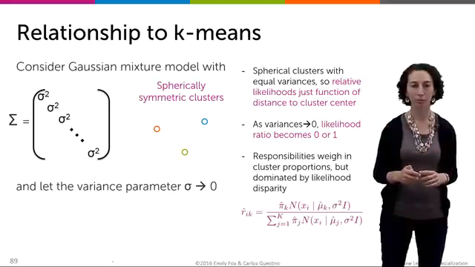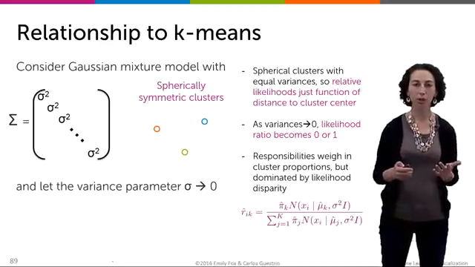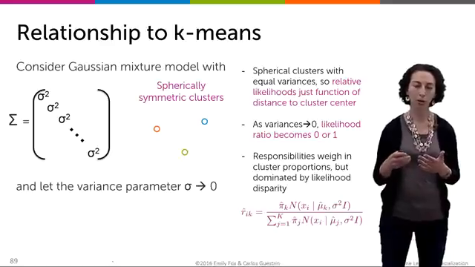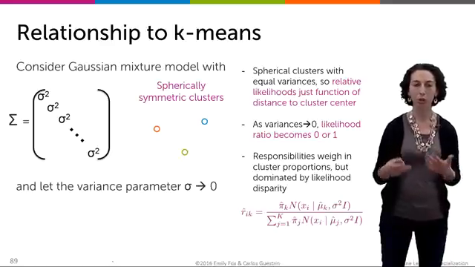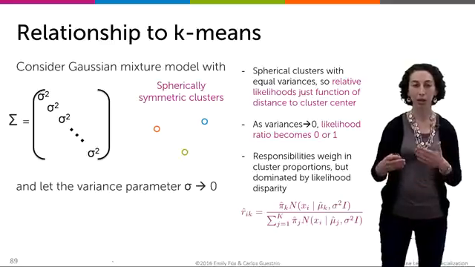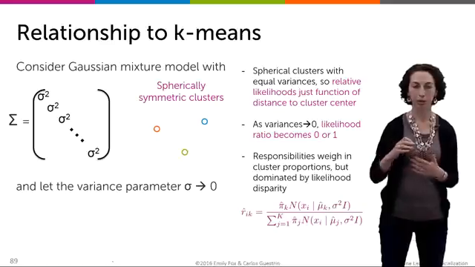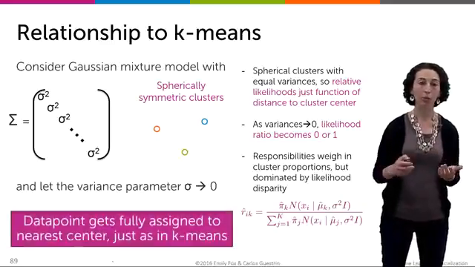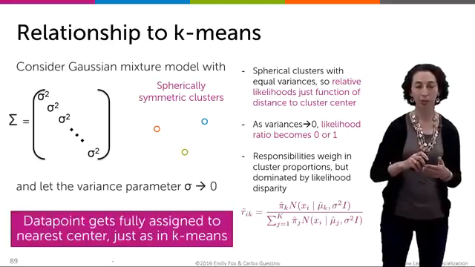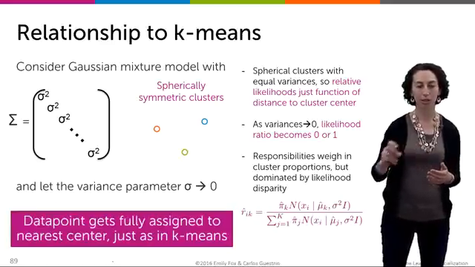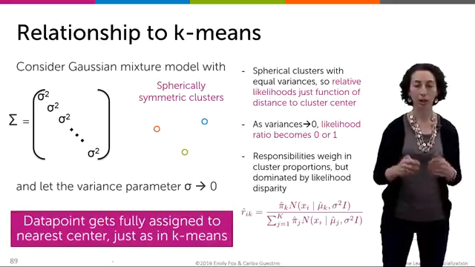And of course, when we're computing our cluster responsibilities, we're also weighing in the relative proportions of these different clusters, but this is completely dominated by these significant differences in the likelihoods, that ratio being either 0 or 1. And so what ends up happening here is data points are going to be fully assigned to a single cluster just based on the distance to that cluster center. And this is just like what we see in k-means.